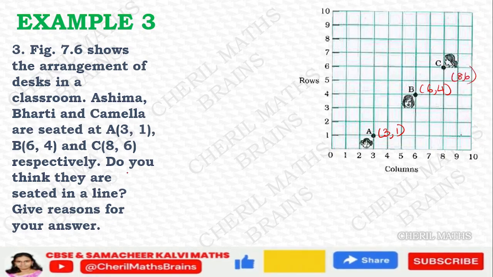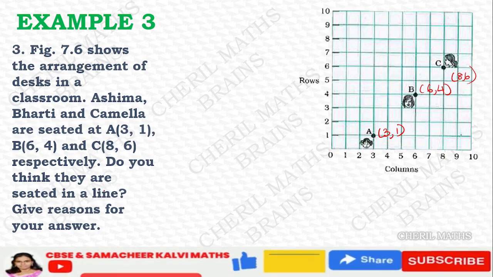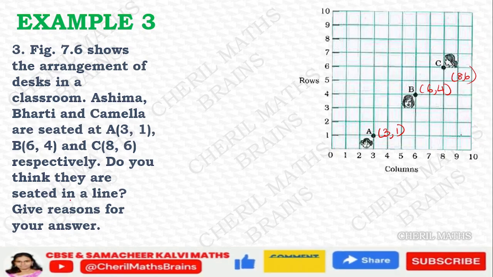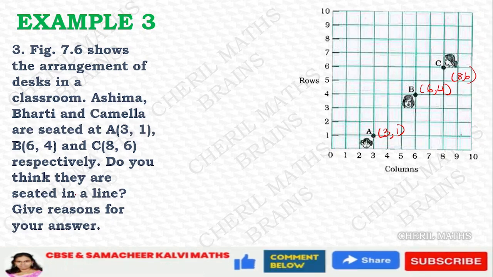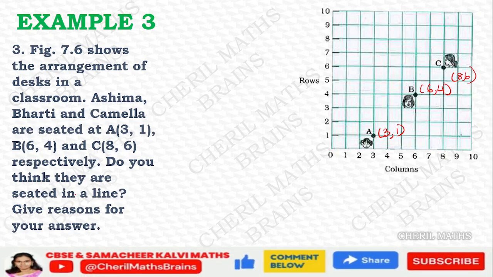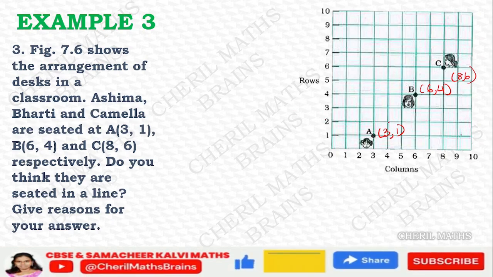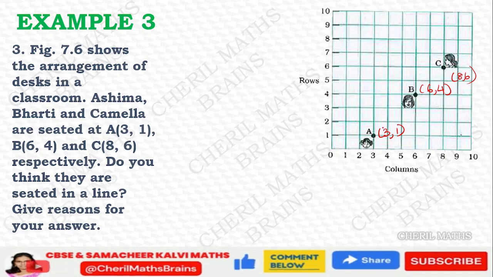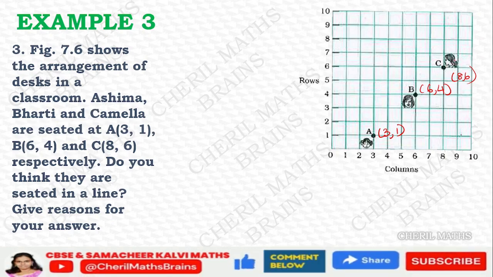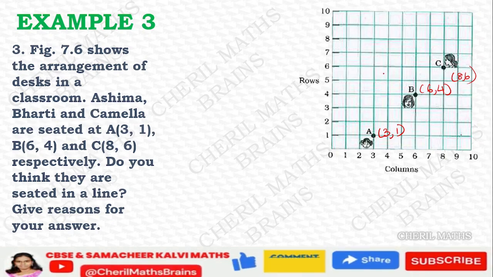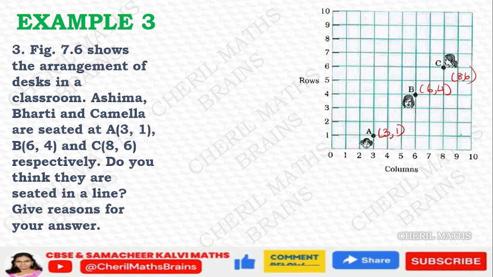Okay, now do you think they are seated in a line? Give reasons for your answer. Here they have not told us that they are seated in a line, but they are asking us to check if they are seated in a line. If you just have a scale, you can check over this graph itself and very easily say they are seated in a line. Since they are all small numbers and can be put into a small graph, it's very easy for us to say the answer.